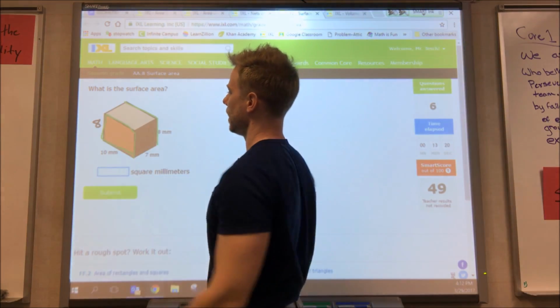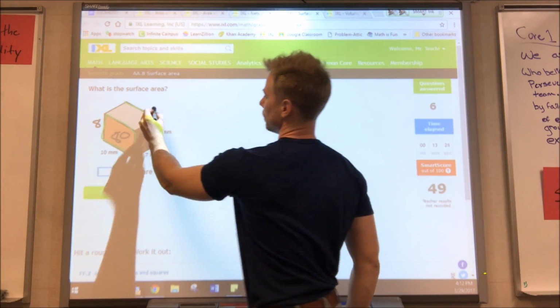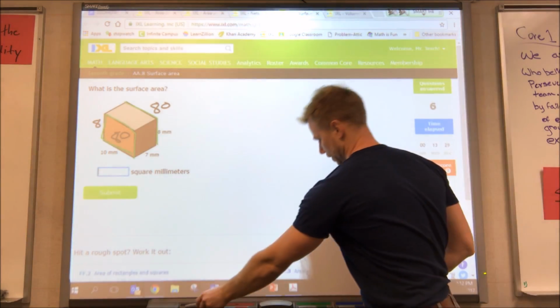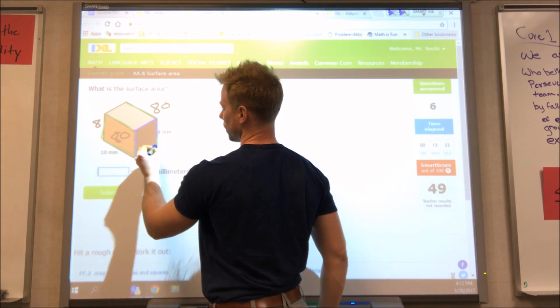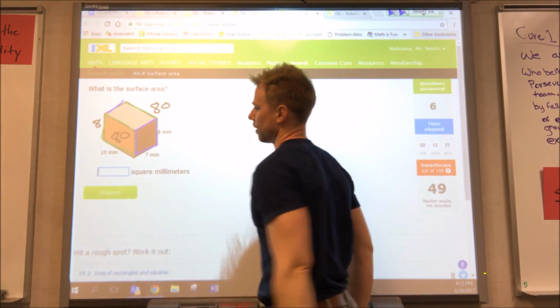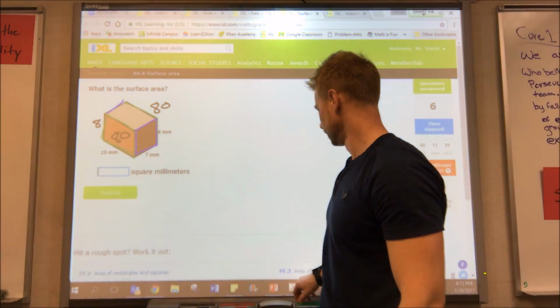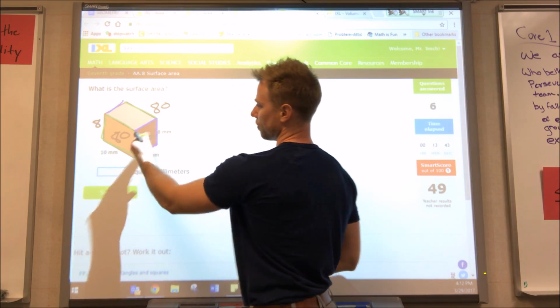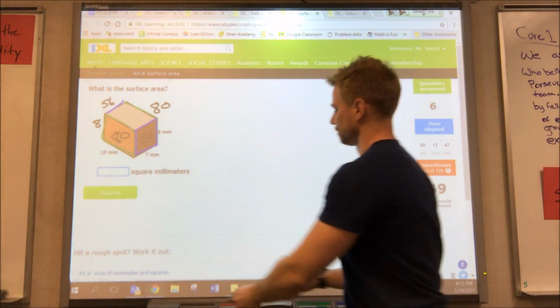So 10 times 8 is going to make 80. So the front is 80, which means the back is also 80. Okay? Then we have the left and the right. So here's the right one. The left one would be back there. The dimensions of the left and the right are 7 and 8. 7 times 8 is 56. So we have 56 on the left, 56 on the right.